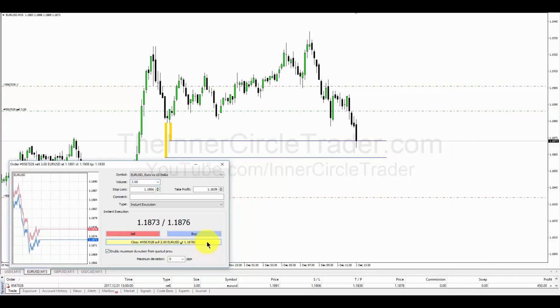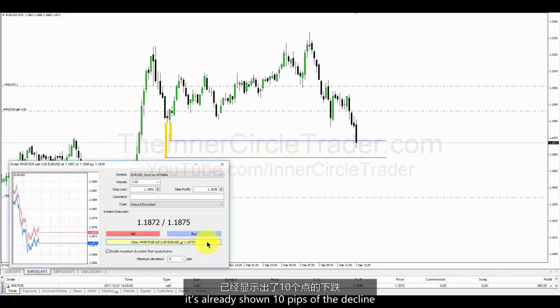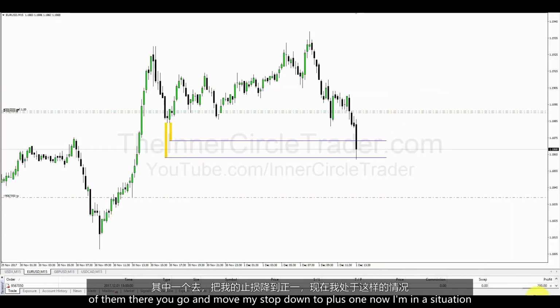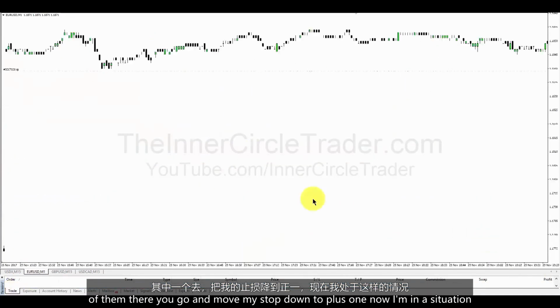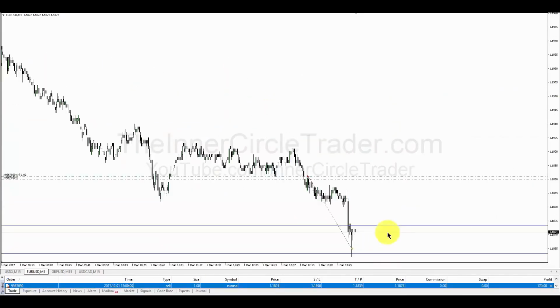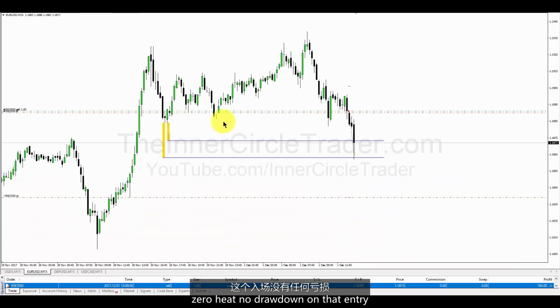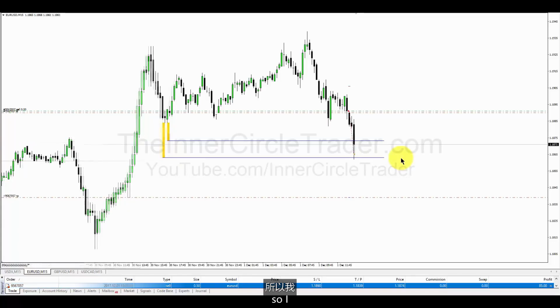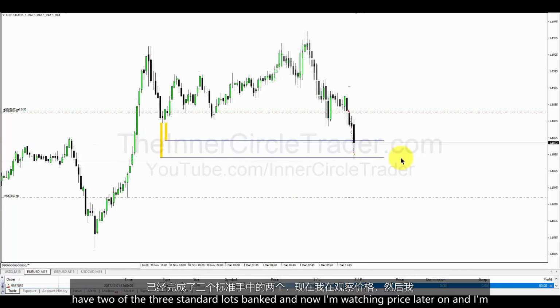Okay, it's already shown 10 pips of a decline, and as soon as it hits that lower level line, I'm going to collapse 2 of them. There you go. And move my stop down to +1. Now I'm in a situation where I don't really care. But look at the entry points. Zero heat. No drawdown on that entry. No drawdown whatsoever. It was not chasing price. So I have 2 of the 3 standard lots banked.